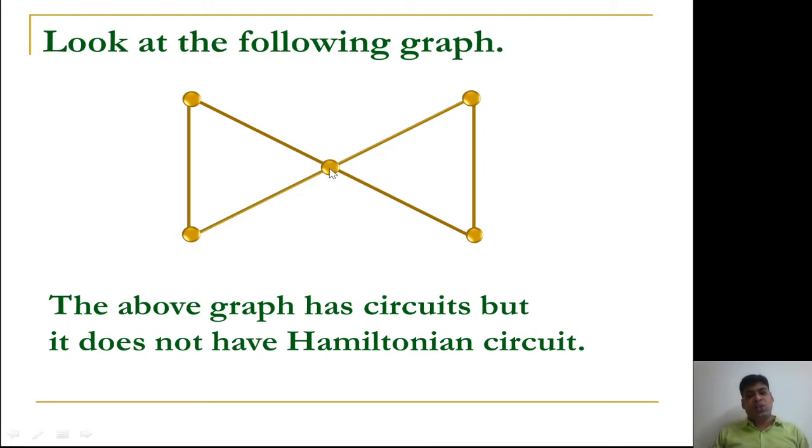A Hamiltonian circuit does not allow repetition of a vertex. So traversing along this middle vertex 2 times is not possible. That means this graph does not have a Hamiltonian circuit. Even though it is a connected graph, even though it is a simple graph, and even though it contains so many circuits, it does not contain a Hamiltonian circuit. That's the reason that every connected graph with circuits may not have a Hamiltonian circuit.